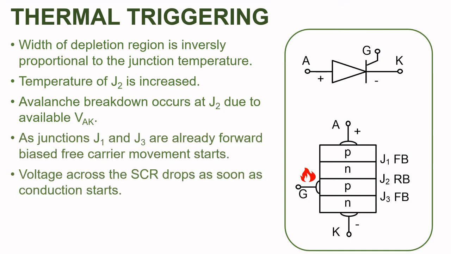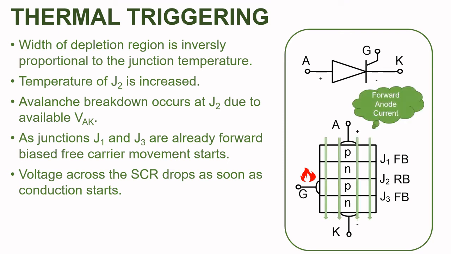As junctions J1 and J3 are already forward biased, a free carrier movement will start from anode to cathode. The voltage across anode to cathode will also drop as soon as this free carrier movement starts. This current, which is set up from anode to cathode, is termed as forward anode current.